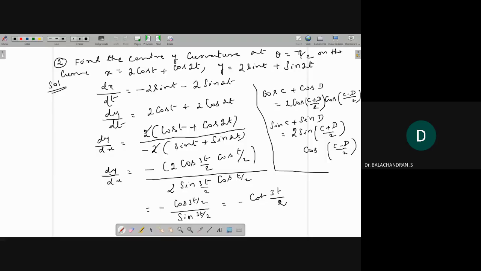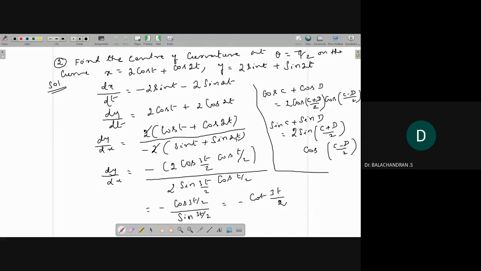For the numerator, I am going to apply the cos c plus cos d formula. Cos c plus cos d is 2 cos of c plus d by 2 into cos of c minus d by 2. Similarly, for the denominator, sin c plus sin d is 2 sin of c plus d by 2 into cos of c minus d by 2. So the numerator you can write as 2 cos of c plus d by 2: t plus 2t is 3t by 2, and cos of t minus 2t, so cos of minus t by 2 is again cos t by 2.